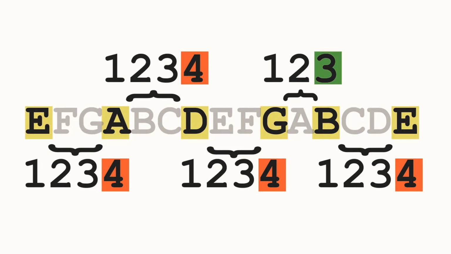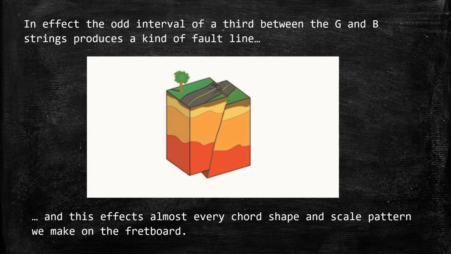So we say the guitar in standard tuning is tuned in intervals of a fourth, except between the G string and the B string, that's the third and the second string, where the interval is reduced down to a third. In effect, the odd interval of a third between the G and B strings produces a kind of fault line. And this affects almost every chord shape and scale pattern we make on the fretboard.